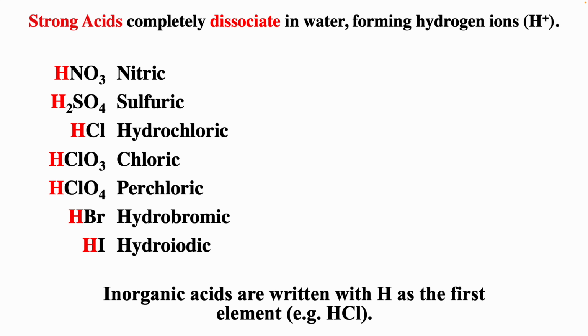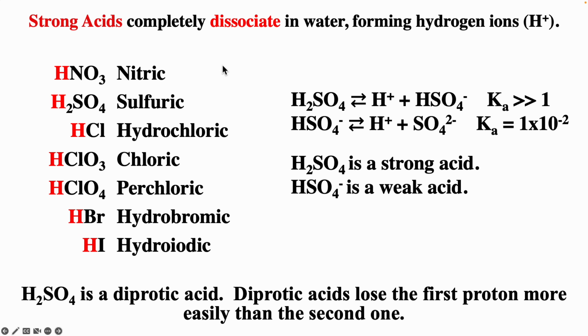Now, it's kind of interesting if we look at sulfuric acid. Sulfuric acid is a strong acid because it easily loses that first hydrogen. Now, once you lose the first hydrogen, then you have hydrogen sulfate. Now, hydrogen sulfate is a weak acid because you don't lose that one so easily. And so notice that the Ka for hydrogen sulfate is pretty small. And so it's just that first hydrogen that comes off easily.